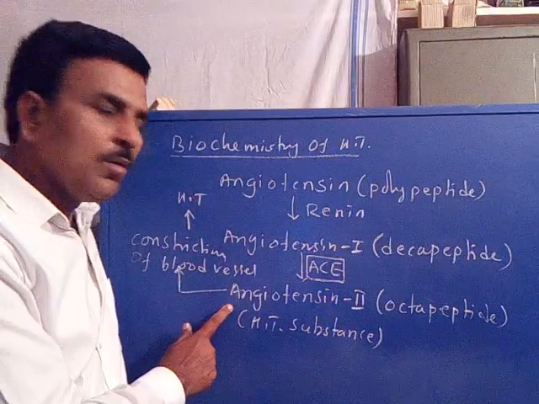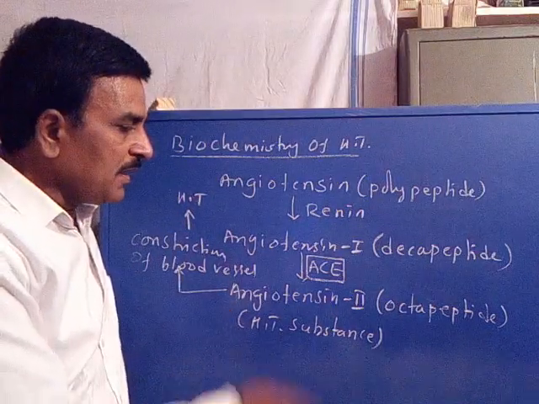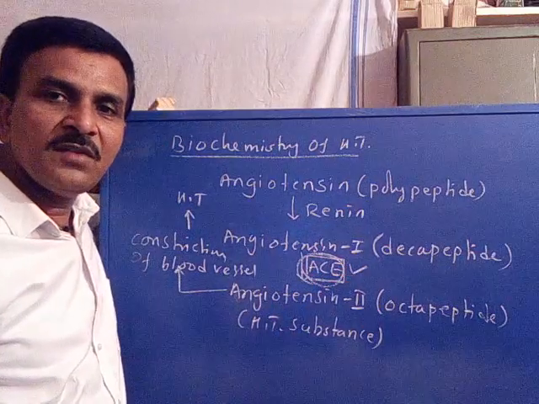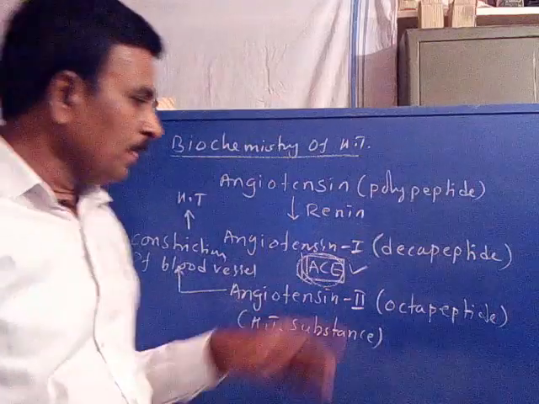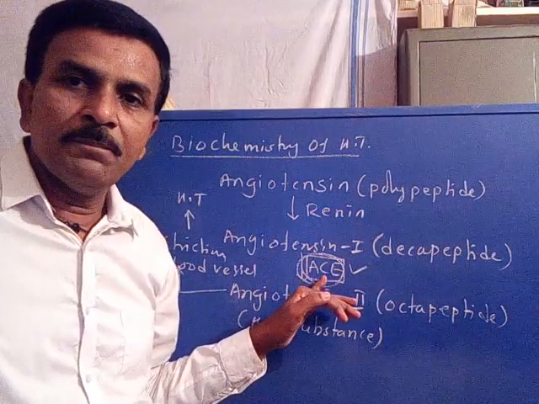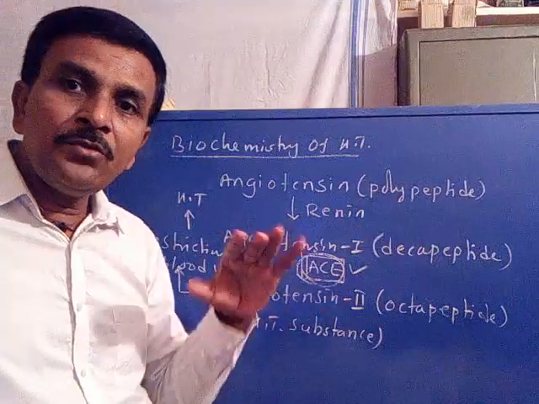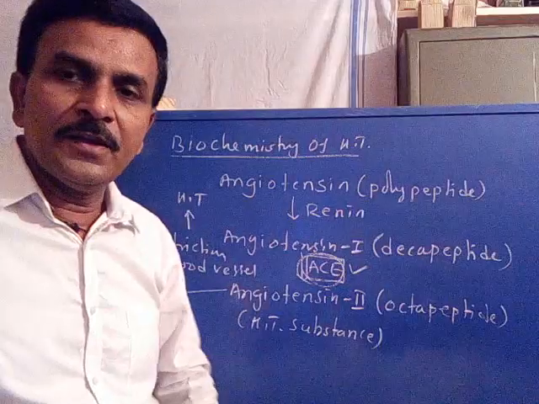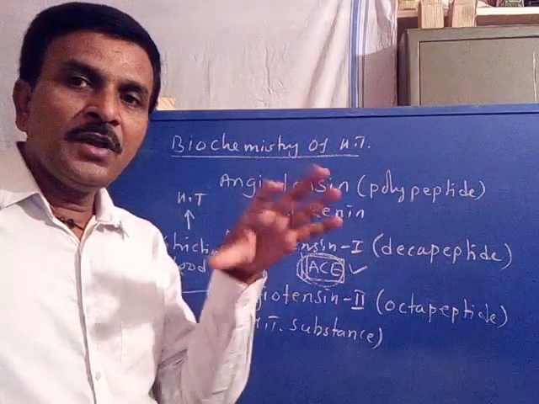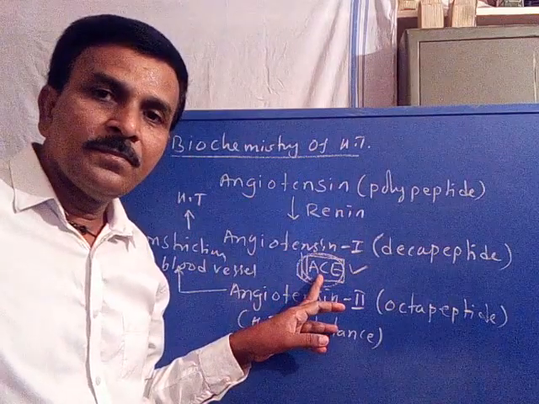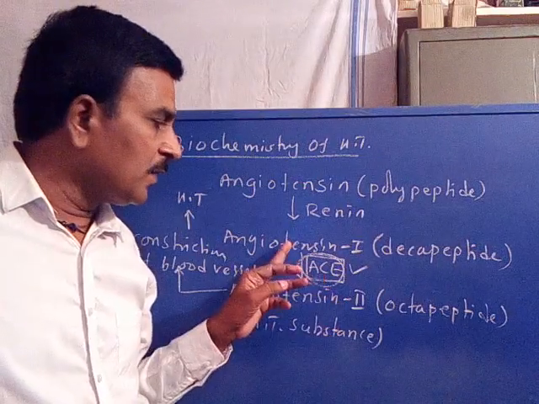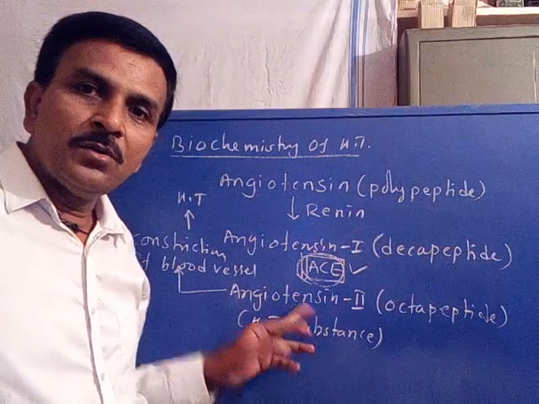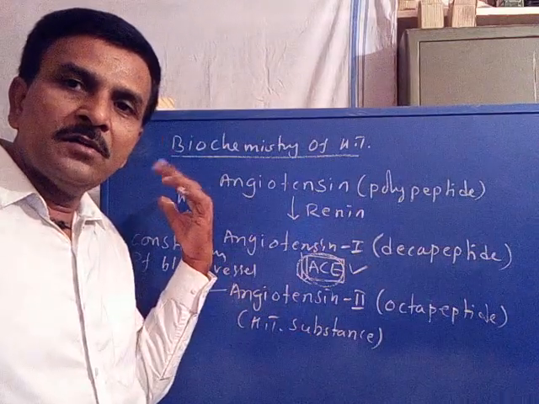Is it clear? Now, how is angiotensin 2 formed? By the enzyme ACE, angiotensin converting enzyme. See, if we inhibit this enzyme, if we reduce the catalytic or hydrolytic activity of the ACE enzyme, are you following? If we inhibit angiotensin converting enzyme, it is unable to transform angiotensin 1 into angiotensin 2. When there is no angiotensin 2, there is no constriction, there is no hypertension.